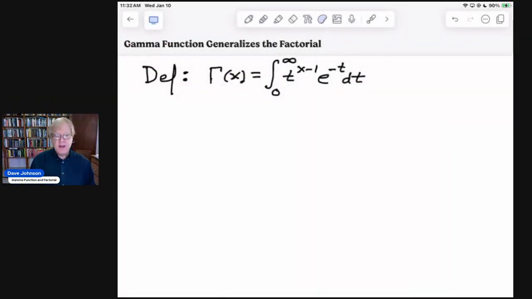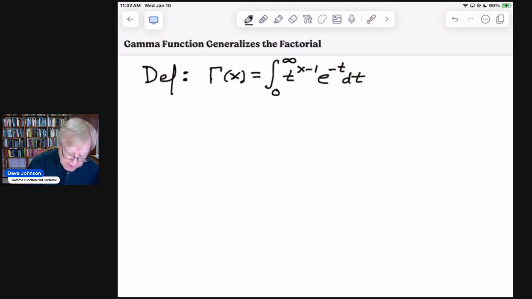So here I've written the definition of the gamma function, gamma of x, and so x is the independent variable, is equal to an improper integral from 0 to infinity of t to the x minus 1 e to the negative t dt. I want to point out again, x is our independent variable of the function gamma, but it appears as a parameter in this integral. The variable of integration is t.